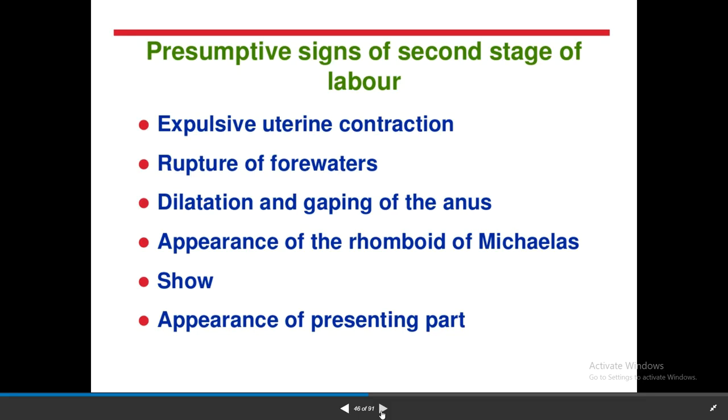Presumptive signs of the second stage of labor: expulsive uterine contractions, rupture of the forewater, dilatation and gaping of the anus, appearance of the rhomboid of Michaelis, show, that is blood, and appearance of the presenting part.